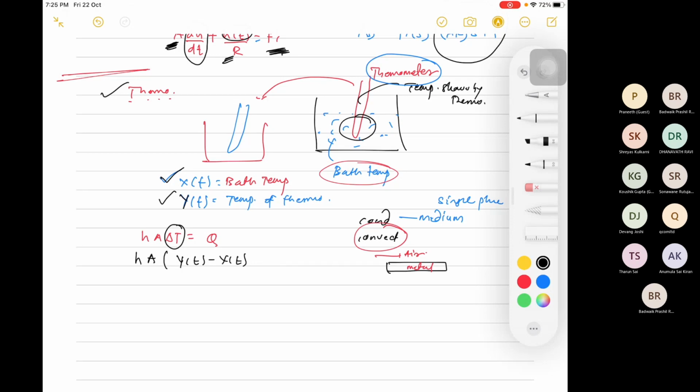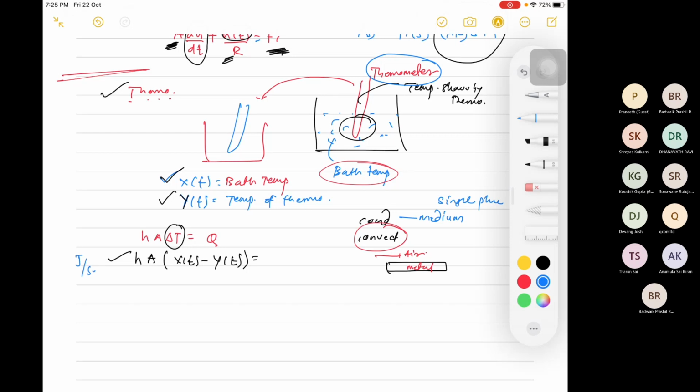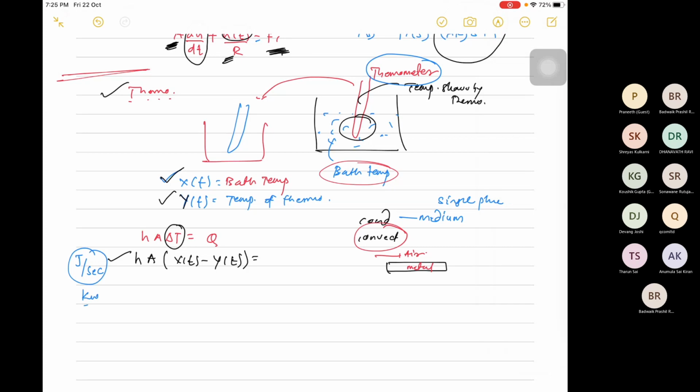But generally, I am considering bath ka temperature is greater. Okay. Wait. Bath ka temperature is greater. So X of T. So it is always X of T minus Y of T. Right? Delta T हो गया. अभी Q को कैसे लिखेंगे? What is unit of this? HA delta T. It is in joules per second or kilojoule per second. Some unit will be there, right? Kilowatt or something kind of unit will be there.